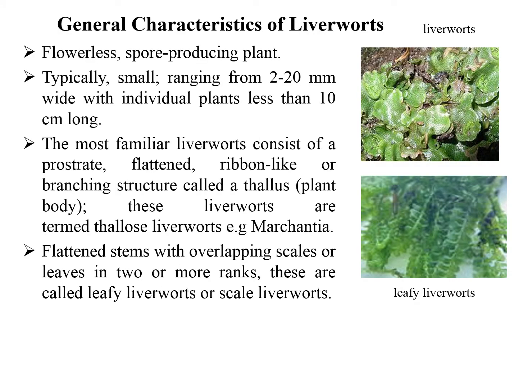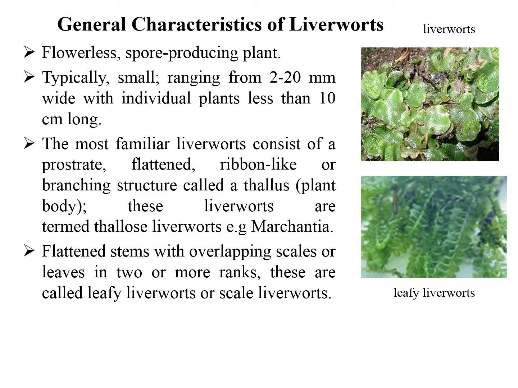Okay, these liverworts are flowerless, spore-producing plants with the spores produced in small capsules. Typically, they are small, ranging from 2 to 20 millimeters wide and less than 10 centimeters long. The most familiar liverworts consist of a prostrate, flattened, ribbon-like or branching structure called a thallus. These are termed thallose liverworts, for example, Marchantia.